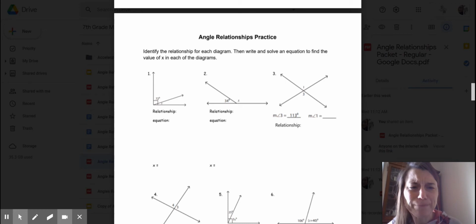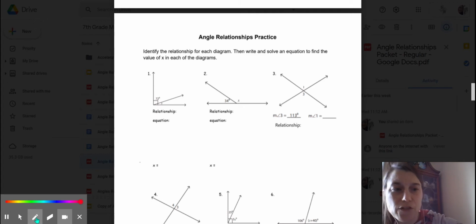We're going to look at a few relationships that angles have when they are adjacent, and we're going to use that to write equations. The most basic ones are the first three that we're going to look at here in examples 1, 2, and 3. Each time, we are going to identify the relationship, write an equation, solve the equation, and then use that to find the missing angle. So let's get started with number 1.